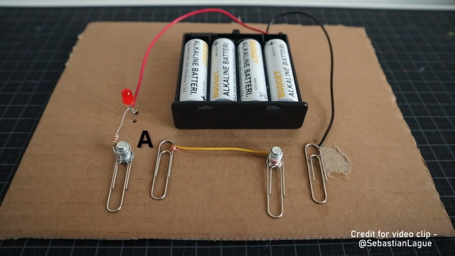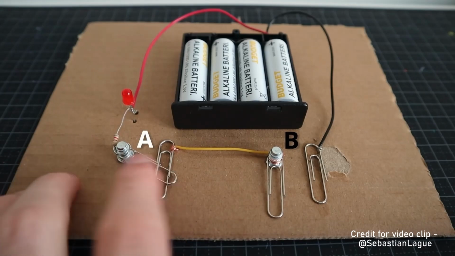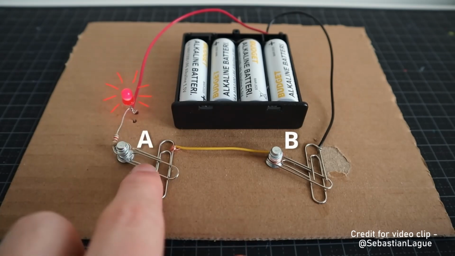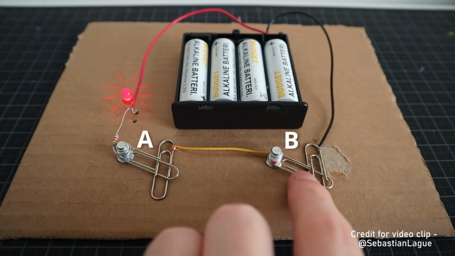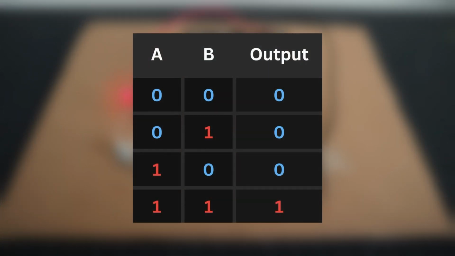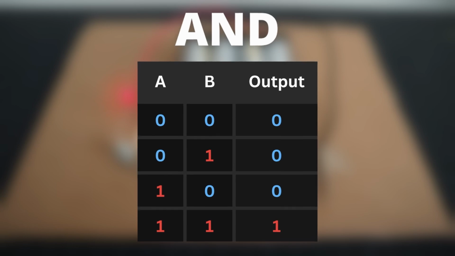Here I have a simple circuit with two switches and an LED. The LED glows only when both switches are closed, otherwise it stays off. We'll represent an off switch as 0 and an on switch as 1. This gives us a table where the output shows if the LED is glowing. It only glows when both switches are 1. This is called a truth table. Since it needs switch A and switch B to be closed, we call this the AND operation.